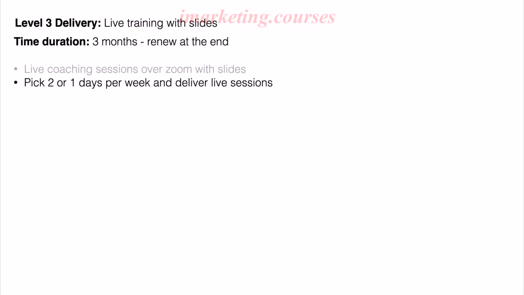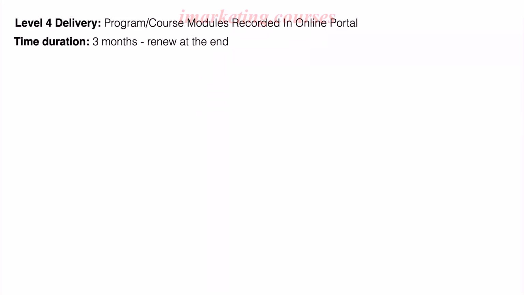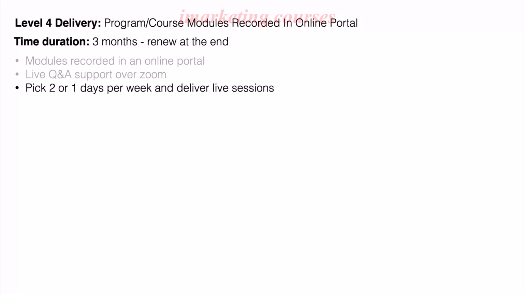You got this, right? Level 3, live training with slides. All right. Time duration, 3 months, renew at the end. Live coaching sessions over Zoom with slides, pick 2 to 1 days per week, deliver live sessions, group support via Facebook group. That's what it looks like. We've done this. You know this. Last bit, program course modules recorded online, 3 months, renew at the end. Modules recorded in an online portal, we use Kajabi. Live Q&A support over Zoom, pick 2 or 1 days per week, live delivery sessions, group support via Facebook group.